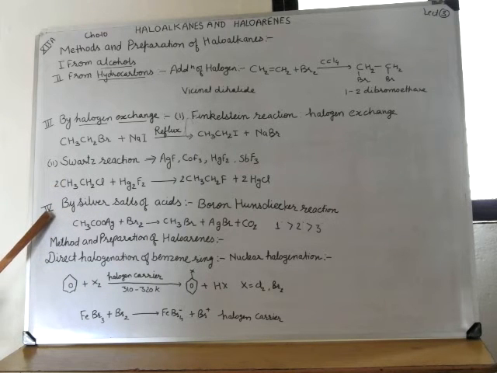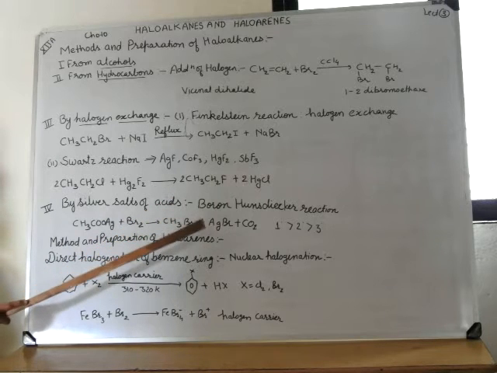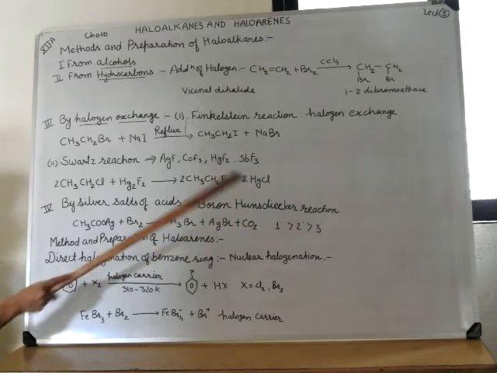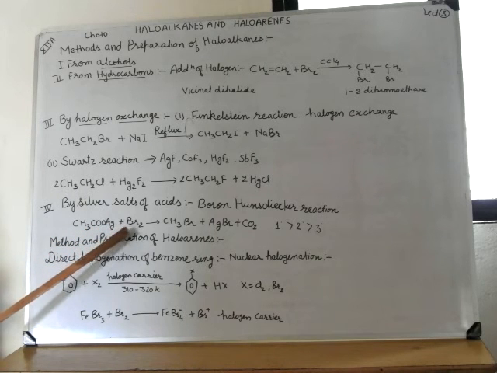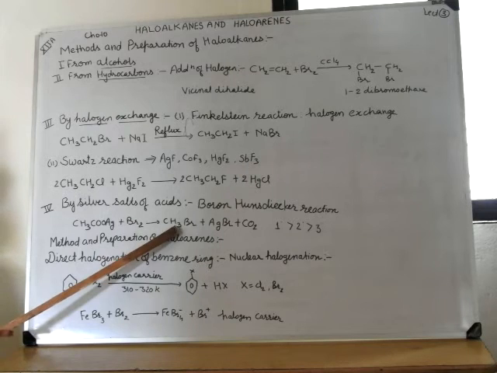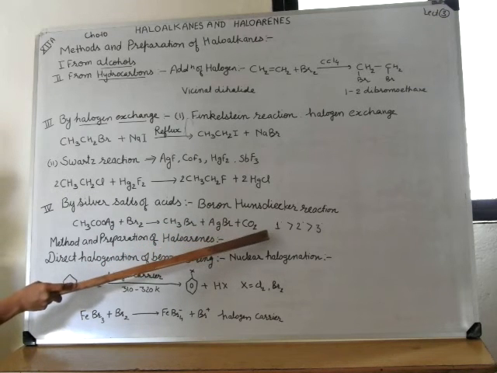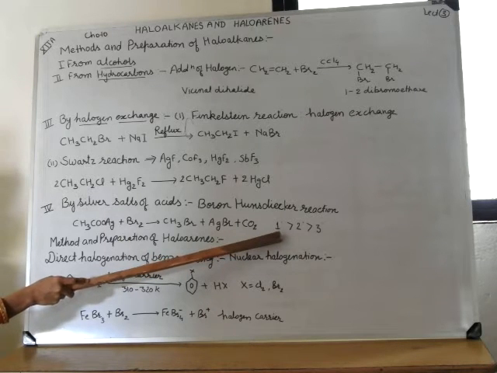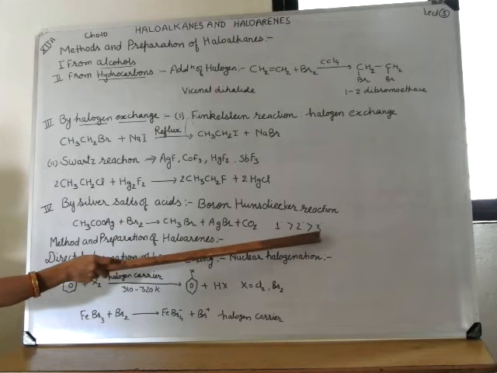Fourth, preparation of haloalkanes with the help of silver salts of acids. The name reaction is the Hunsdiecker reaction. The silver salt CH3COOAg reacts with bromine and gives a primary halide. In these reactions, primary halides are readily prepared, and the order of reactivity is that primary is more, secondary is less, and tertiary halide is least.